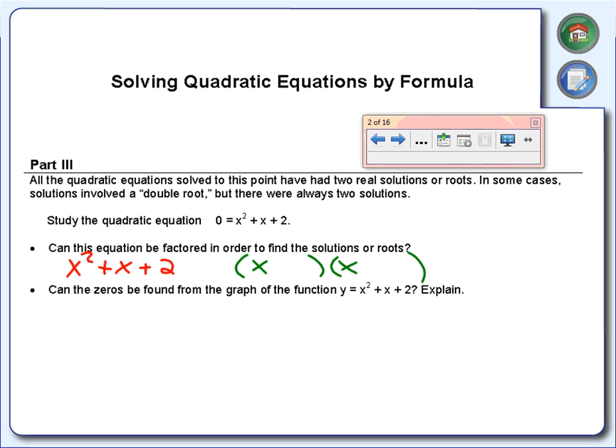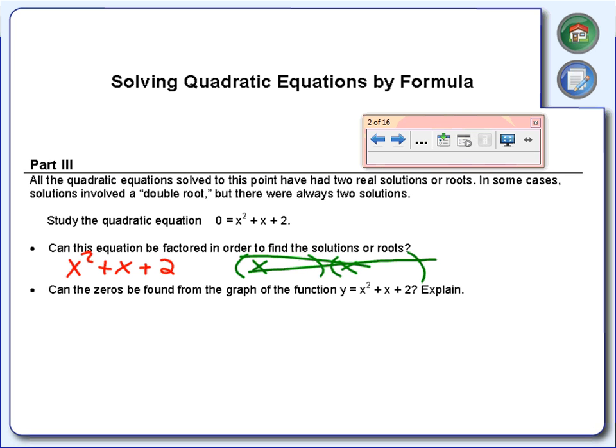Are there two numbers that we can multiply together to get 2, but would also add up to a 1? Now, there's not a whole lot of things that we can multiply together to get 2, is there? The only thing we can multiply together to get 2 is a 1 and a 2, or a negative 1 and a negative 2. And neither one of those is going to add up to a positive 1. So there are no factors for this right here. No factors.